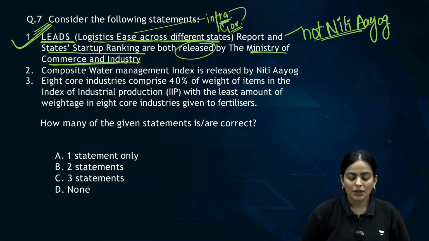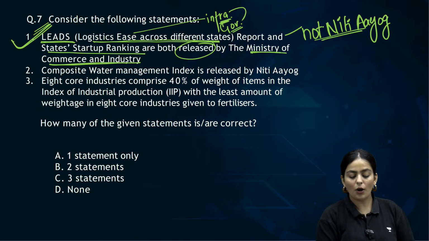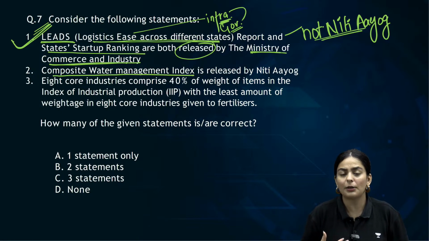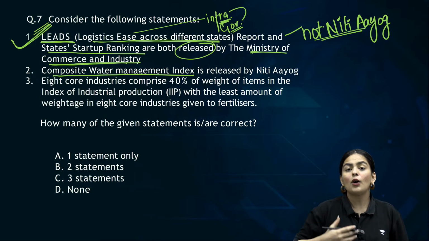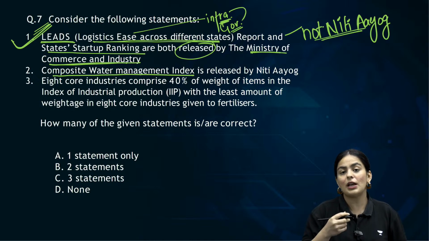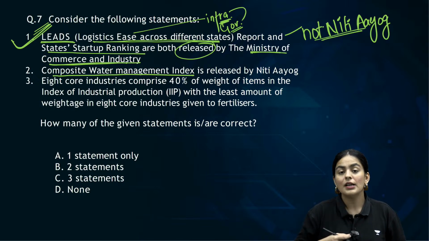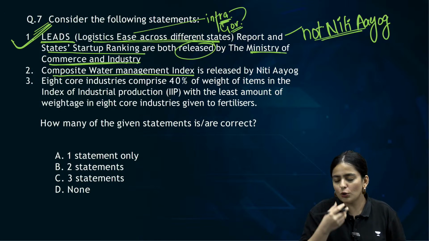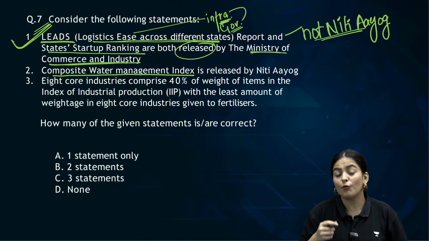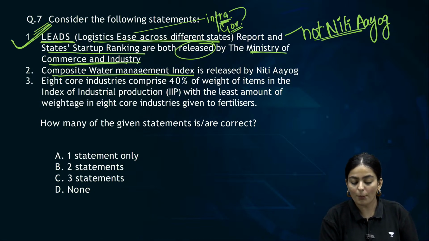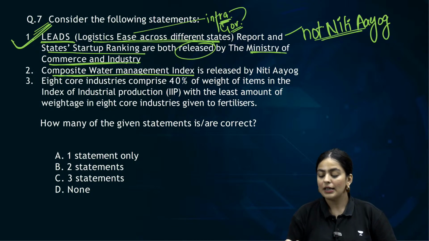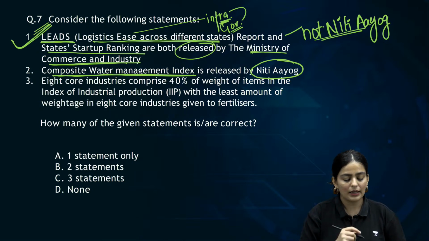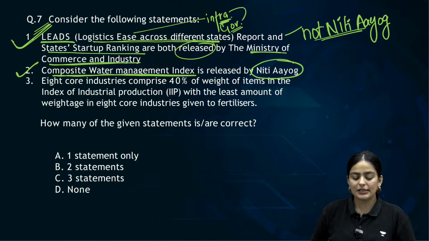The second statement, the Composite Water Management Index. It was a lot in the news. There were a lot of statements that most Indian cities are going to face a lot of problems of water scarcity in the years to come. There is already a problem when it comes to availability. There was a huge problem even in the context of Bengaluru. So it becomes important. The Composite Water Management Index is released by Niti Aayog. It is correct. Let's see the third statement.